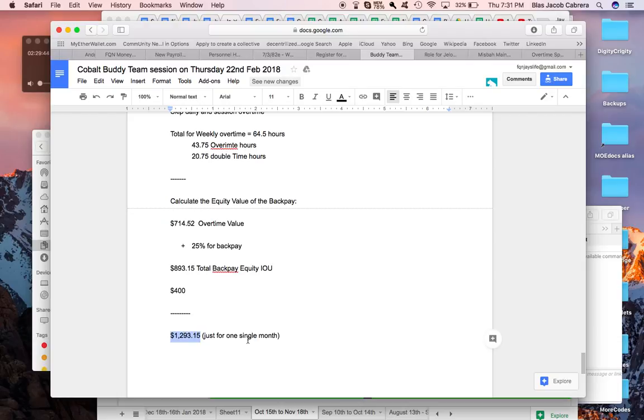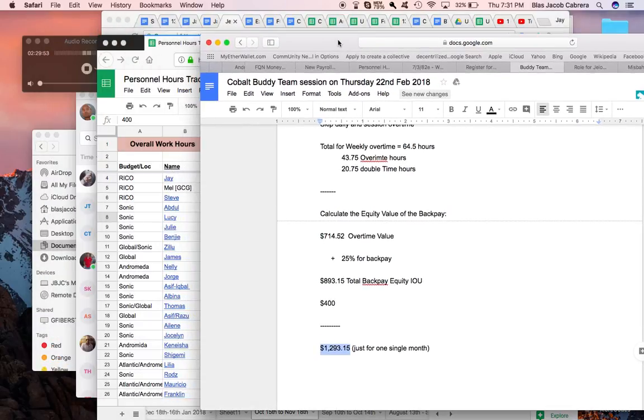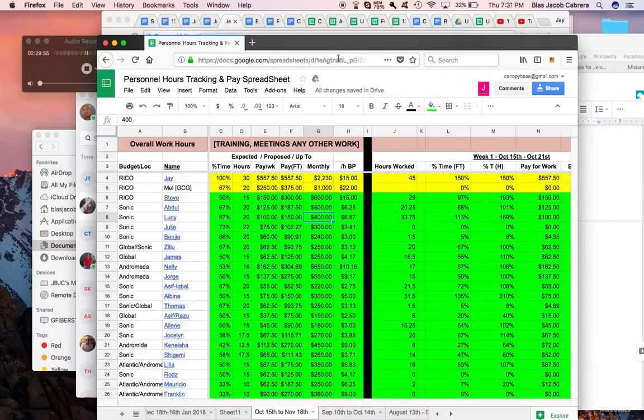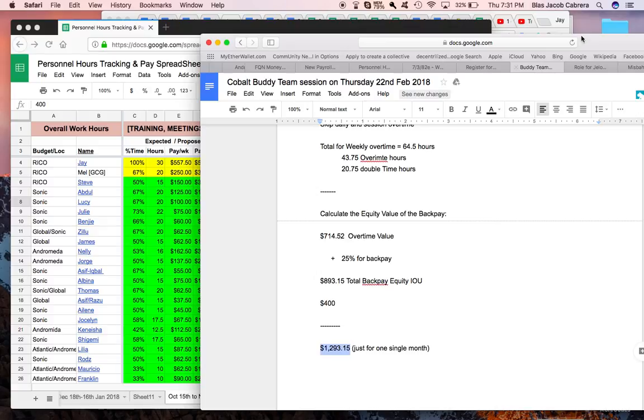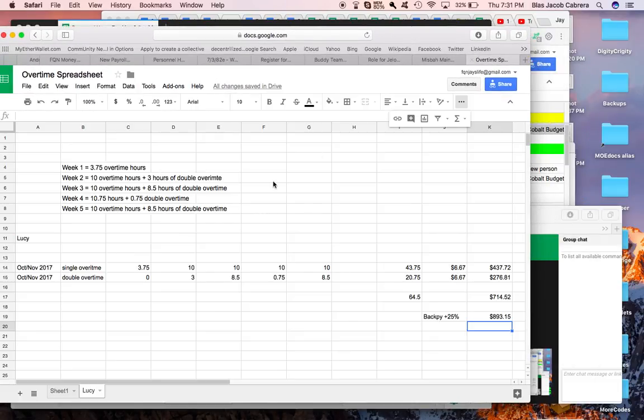No, it's clear. Great. So are we creating another spreadsheet for that? Yes. Absolutely. No, you have it already. So you have your personnel work hours and pay spreadsheet, and then you've got your overtime spreadsheet, and then you have your back pay spreadsheet. So you only need three. Right? Okay.